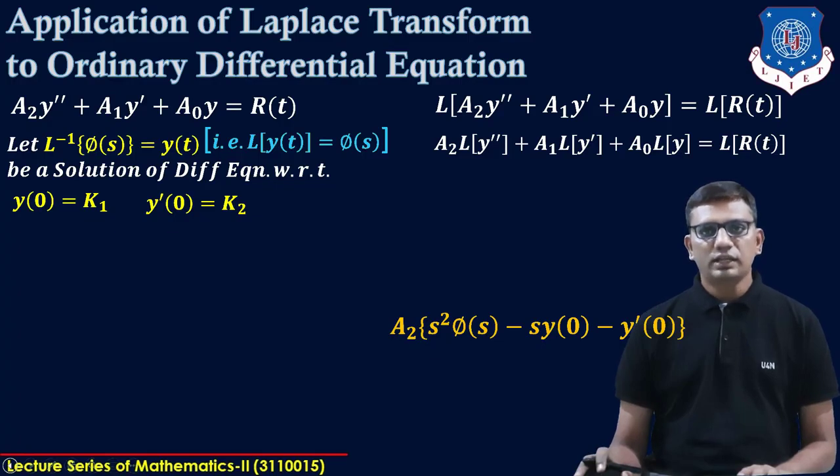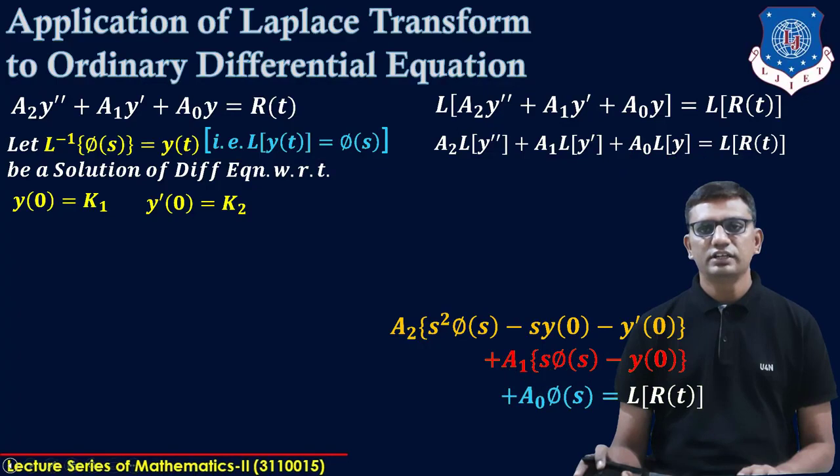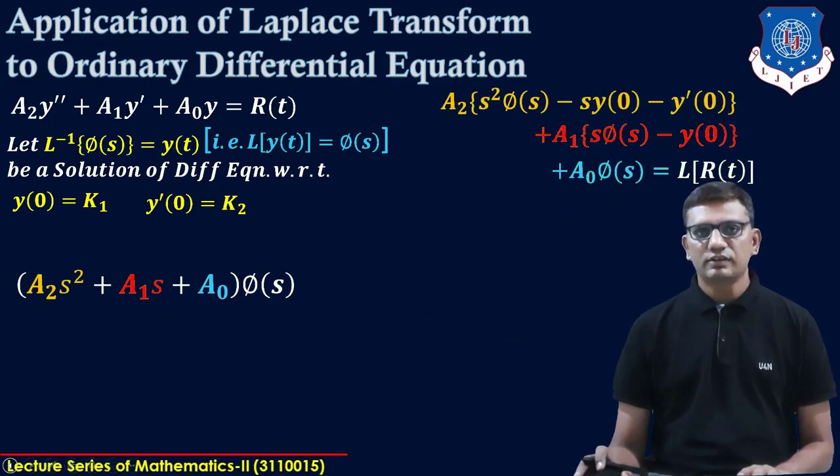Now we apply the Laplace of y' formula, which is Laplace of y' equal to s into phi of s minus y(0), and Laplace of y is phi of s, we assumed it. So our final expression will be a2 into s square phi of s minus s y(0) minus y'(0) plus a1 into s phi of s minus y(0) plus a0 phi of s equal to Laplace of r(t). In the next step, we take phi of s common, then we get (a2 s square plus a1 s plus a0) into phi of s.